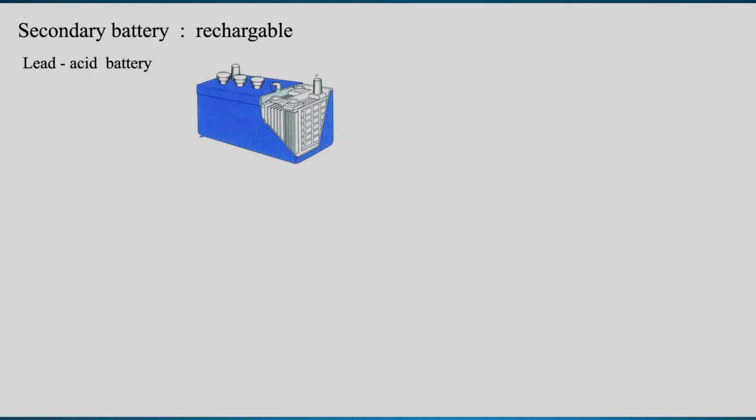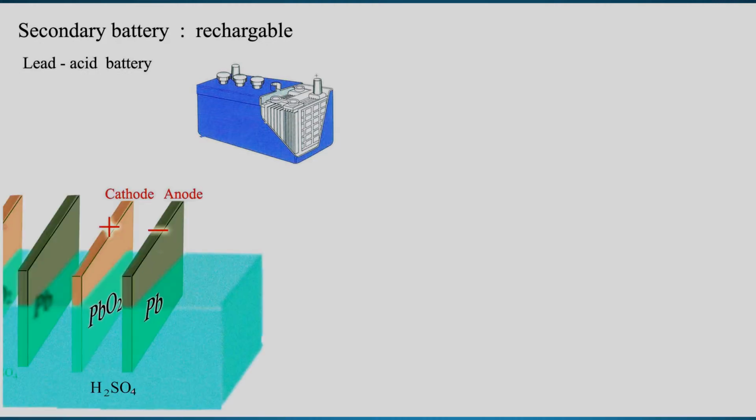Secondary battery, which is rechargeable. I'm choosing a car battery to demonstrate. A car battery is also called a lead acid battery. Why does it have this name? Look at what's inside. Inside a car battery, they are made from lead, with lead plates called Pb or PbO2. Why do you call it acid? The electrolyte solution is sulfuric acid.